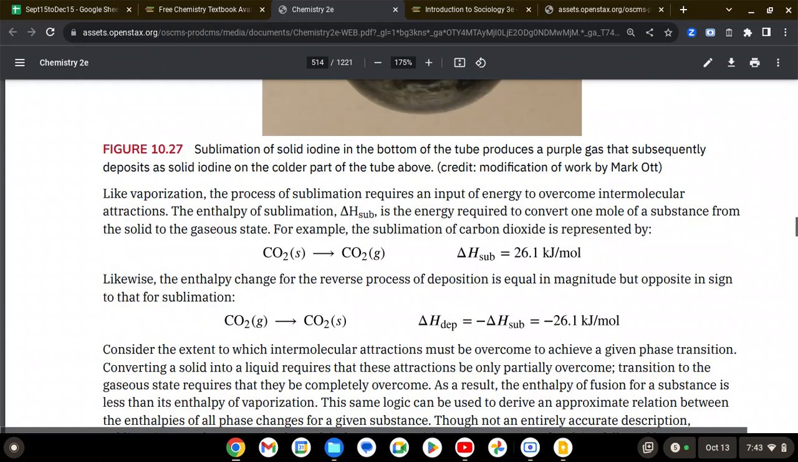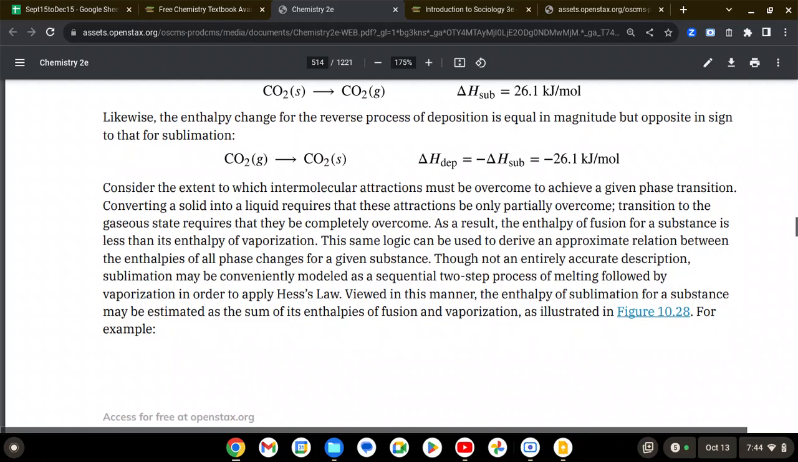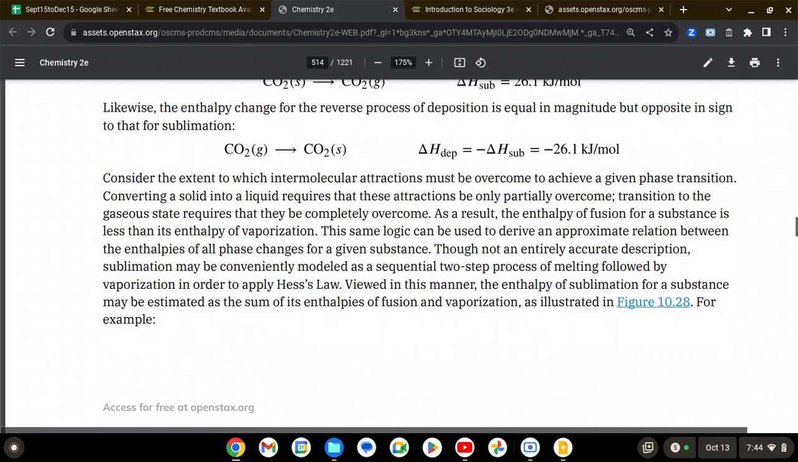Likewise, the enthalpy change for the reverse process of deposition is equal in magnitude but opposite in sign to that for sublimation. Consider the extent to which intermolecular attractions must be overcome to achieve a given phase transition. Converting a solid into a liquid requires that these attractions be only partially overcome. Transition to the gaseous state requires that they be completely overcome. As a result, the enthalpy of fusion for a substance is less than its enthalpy of vaporization. This same logic can be used to derive an approximate relation between the enthalpies of all phase changes for a given substance.